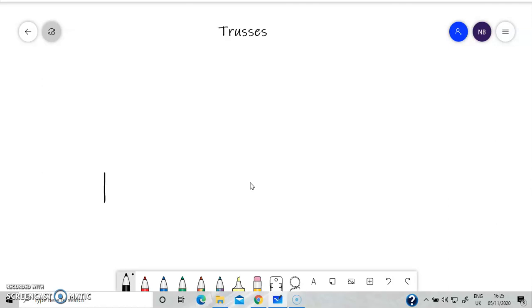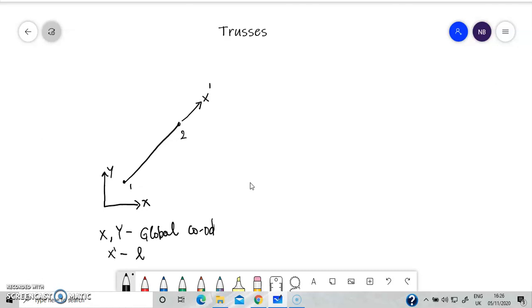Okay, so if this is my local global coordinate system and this is my truss element, with two nodes, say 1 and 2, the local coordinate of this element is x dash. So x and y are global coordinates, whereas x dash is the local coordinate of the element 1.